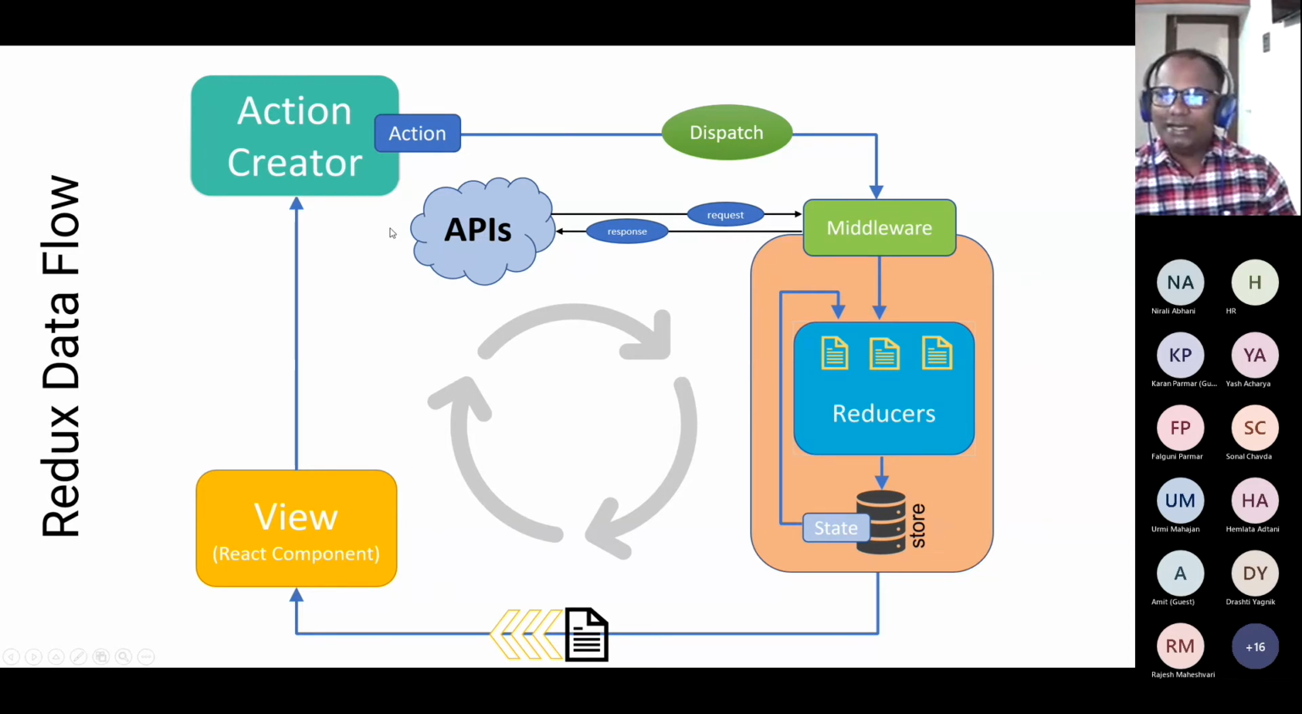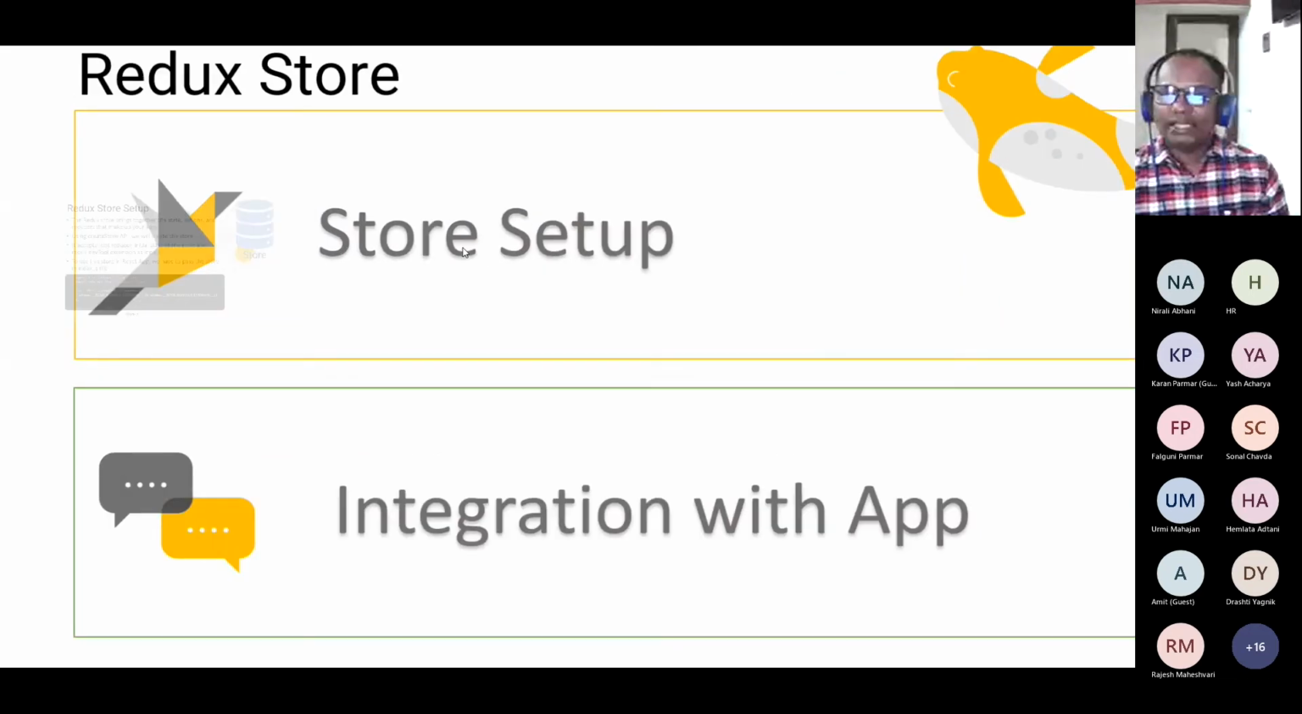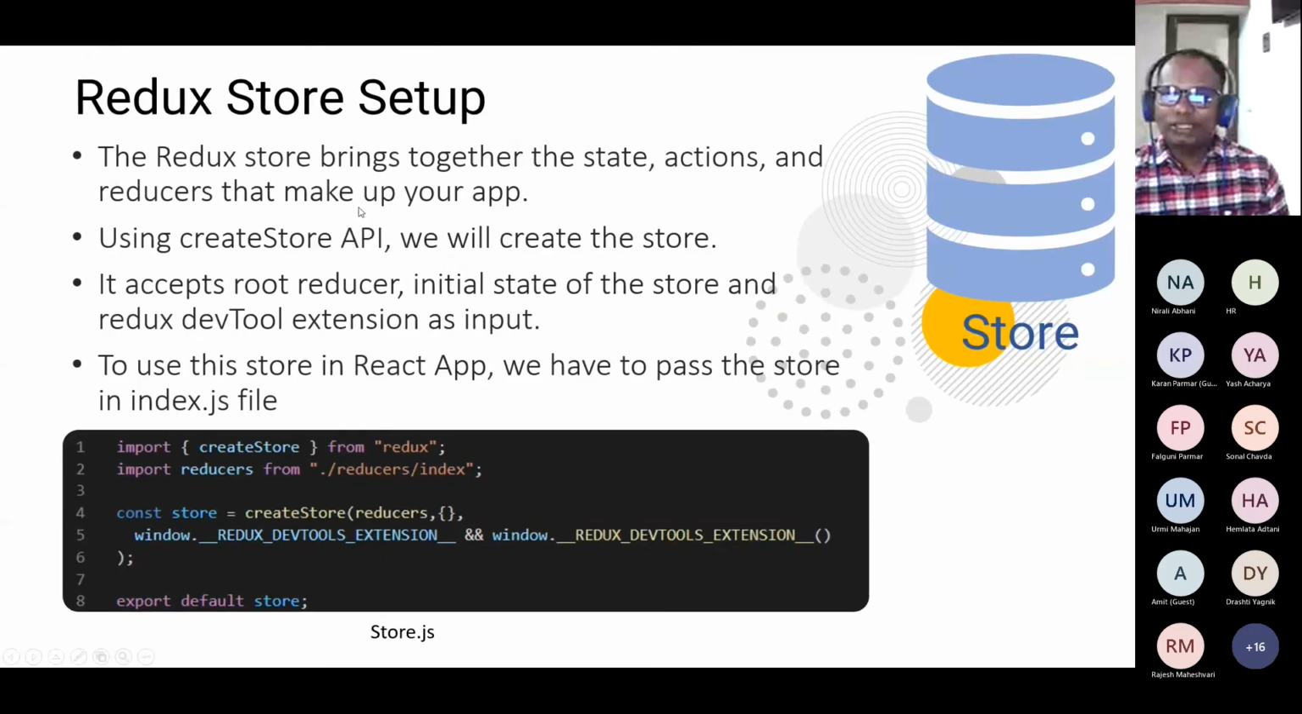Before we go into detail, let's first see what we need to do if we want to set up a store in Redux. This is the first thing you have to do when you are creating a Redux React application. After creating a basic React application, let's see how we can set up a store. The first thing, we need to set up the store. That is a very easy way in Redux. This store will bring together the state, actions, and reducers. There is a method called createStore. Now you can see it in the code.